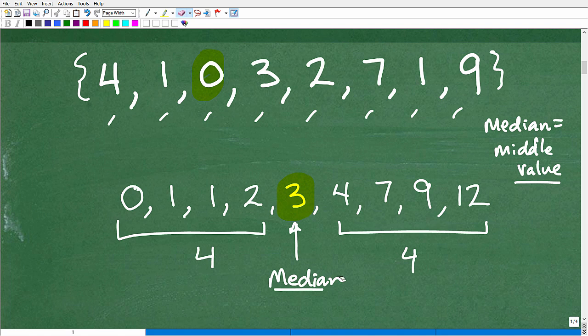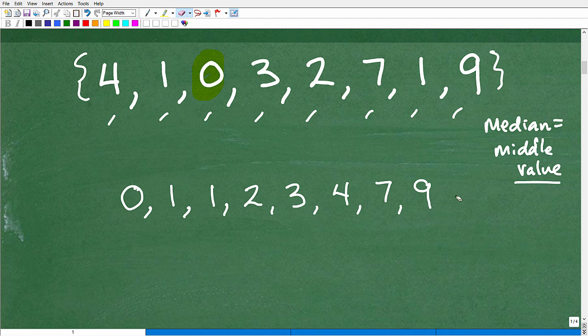Now let's get back to our problem. That's an easier version of it, obviously. And we'll get rid of this 12. And now let's get back to this scenario. So we have everything in order, but the middle number is somewhere between the 2 and a 3.